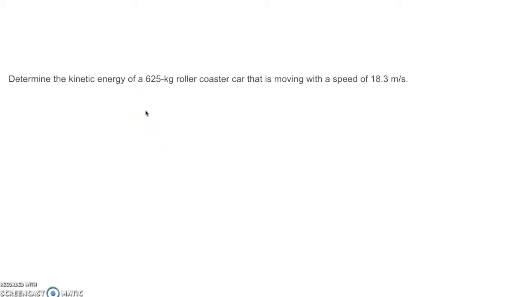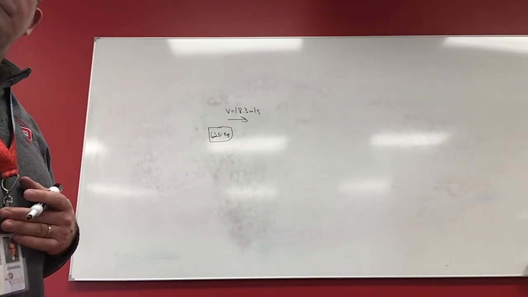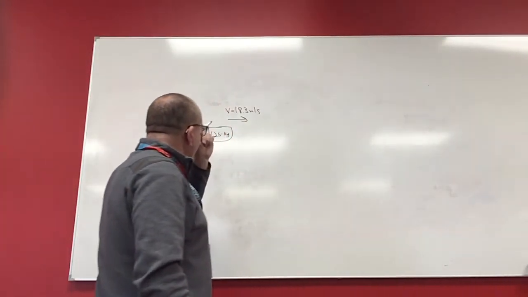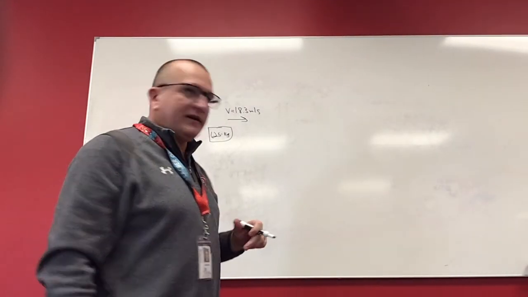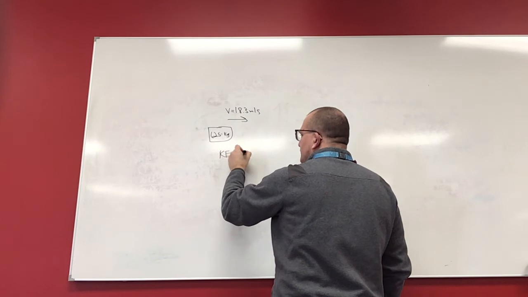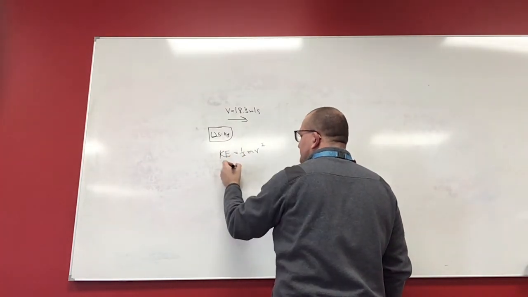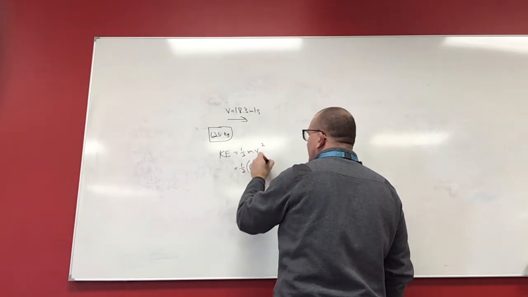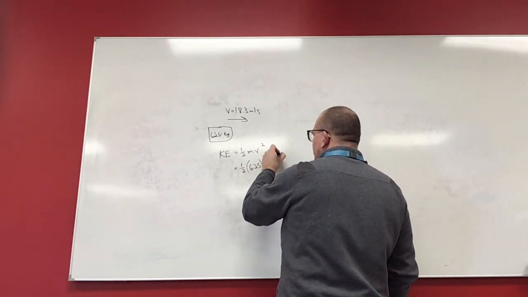We want to find the kinetic energy of a 625 kilogram roller coaster car that is moving with the speed of 18.3 meters per second. All right, so our 625 kilogram cart is moving with the velocity of 18.3 meters per second, and we want to find kinetic energy. Kinetic energy is 1/2 mass times velocity squared. So 1/2 times 625 times 18.3 squared.